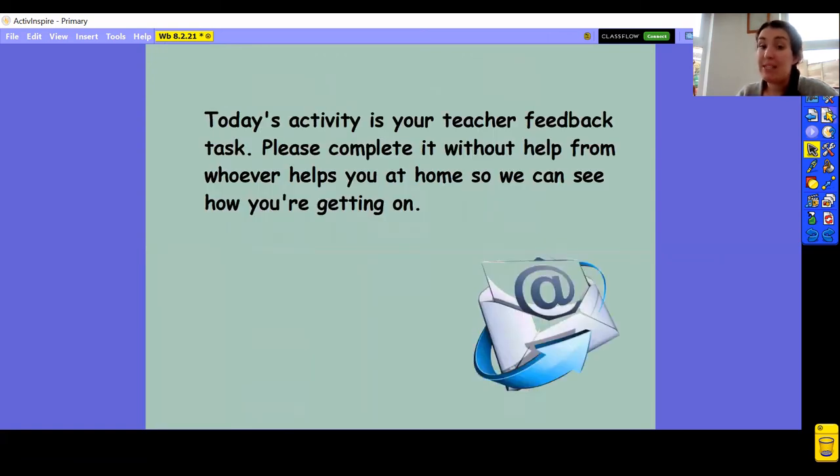So your activity for today is your teacher feedback task. So this is the task that we'd like your mums and dads to email to us so that we can have a little look at it. Now, because we are obviously not with you in school, it's hard for us to know exactly how much help you're getting with your learning. So what we'd like for you to do is to complete the activity for today as independently as you can. So as little help from your parents as possible, preferably no help at all, so that when they send it to us, we know that what you've done has been done completely by you, and it'll help us when we give you feedback to let you know how you're getting on.